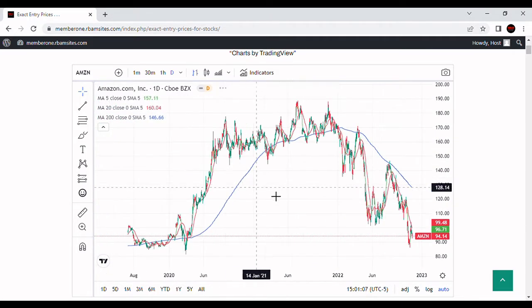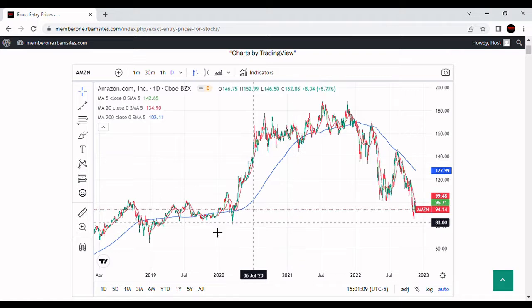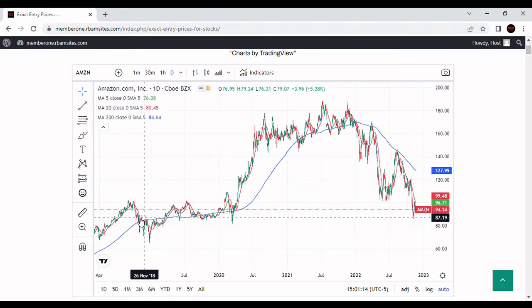But again, let's take a look at Amazon because it's very interesting. We can see that when the 200-day moving average was flat, look what the price did. It just stayed flat. Now, every single day you come in here, you're going to be able to see in advance.